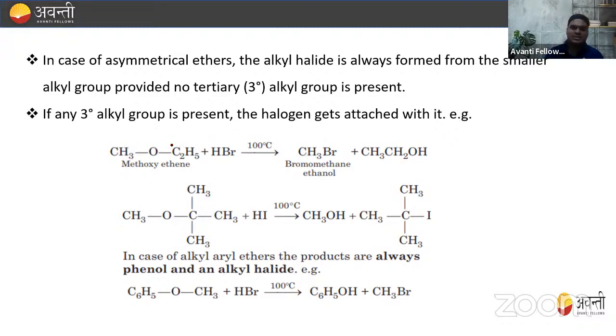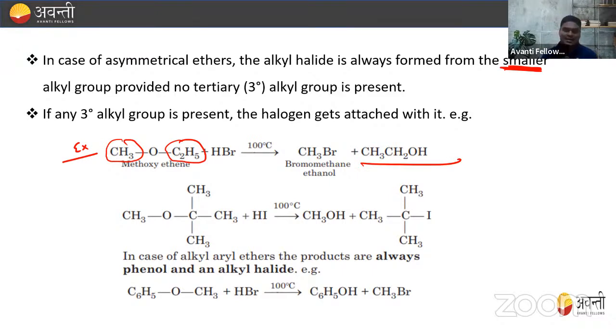So let me explain this with an example. Here we have an example of methoxyethane. This is an asymmetrical ether. Now when we react it with HBr, which one is the smaller group? This methoxy is the smaller group, and this ethoxy is the bigger group. So alkyl halide is always formed by the smaller group. Remember this. So this is CH3Br and this is CH3CH2OH. So this is very much clear.